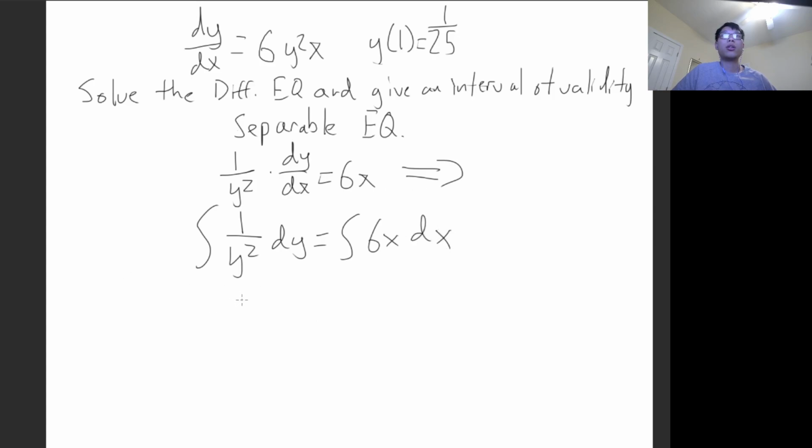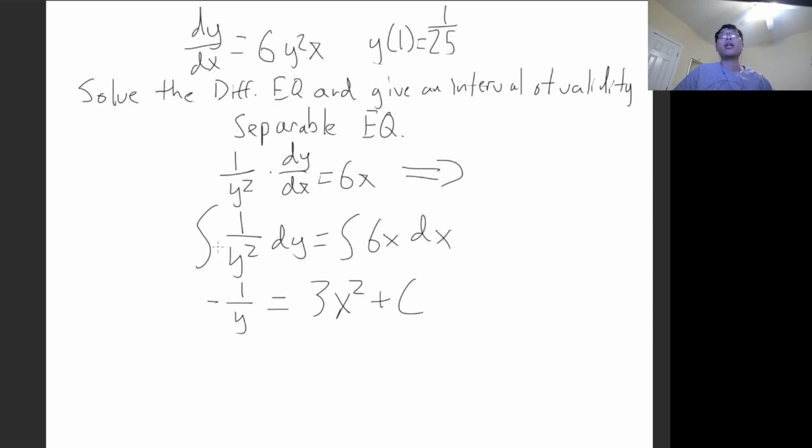So here, in power rule, we know this has to be y to the negative 1, or 1 over y. Since the exponent is negative 1, we need to cancel out the negative 1. So it's negative 1 over y. On the right side, we know this has to be x squared. And 6 divided by 2 gives us 3. We need the plus c for the constant of integration.